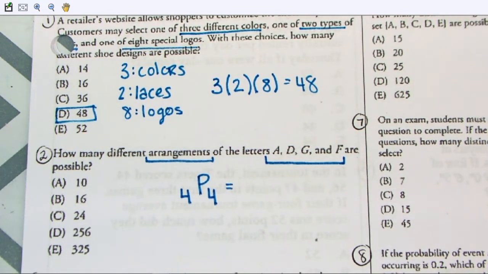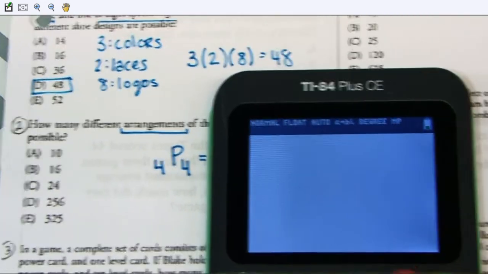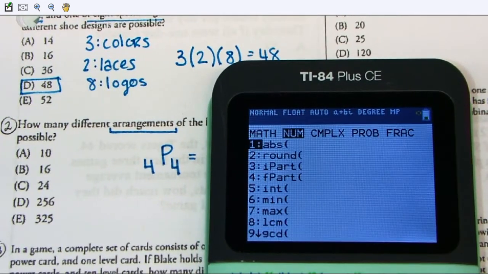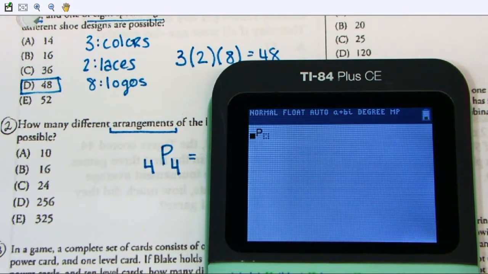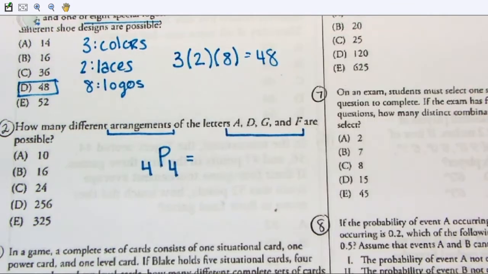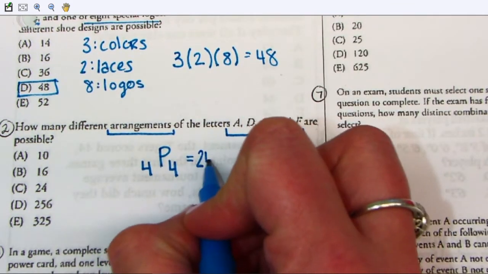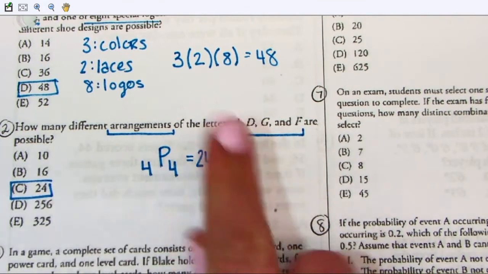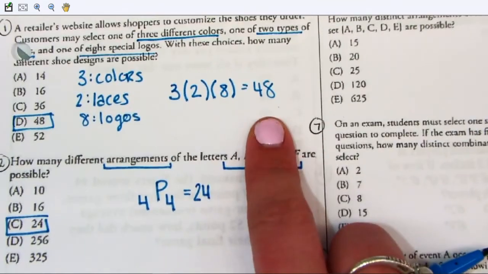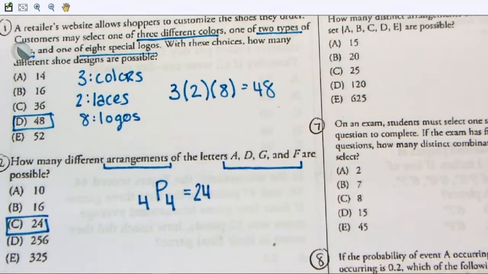So I'm going to go ahead and pull up my calculator. I'm going to go into probability, press math, over to probability, option 2. Remember, if you have an older version of the calculator, you'll have to put the N value first and then R. So there are 24 different combinations. Notice how this is coming from a single group, whereas number 1 was coming from a bunch of different groups. That's the main difference between multiplying them all together and permutation and combination.